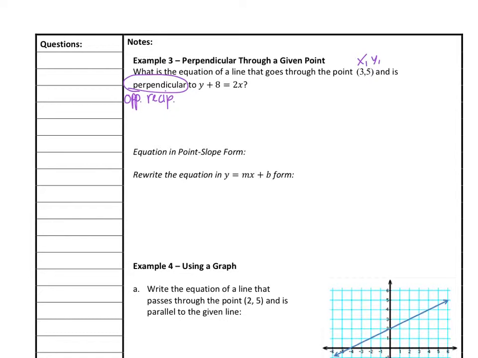All right, so now we've got y plus 8 equals 2x. Remember, just like the last one, we have to get it in y equals. This one's a nice easy one. Just move that 8 to the other side. So we have y equals 2x minus 8.